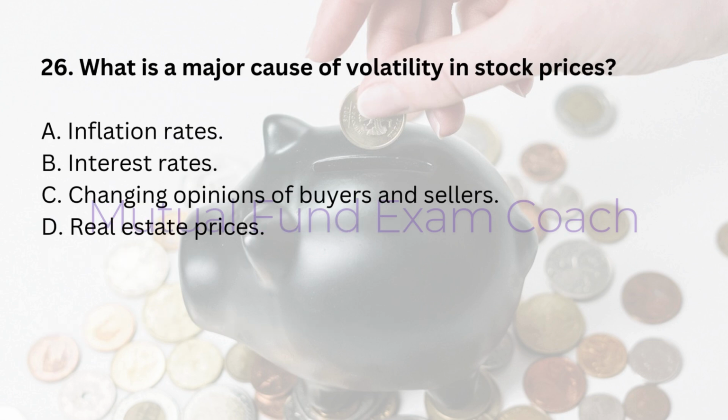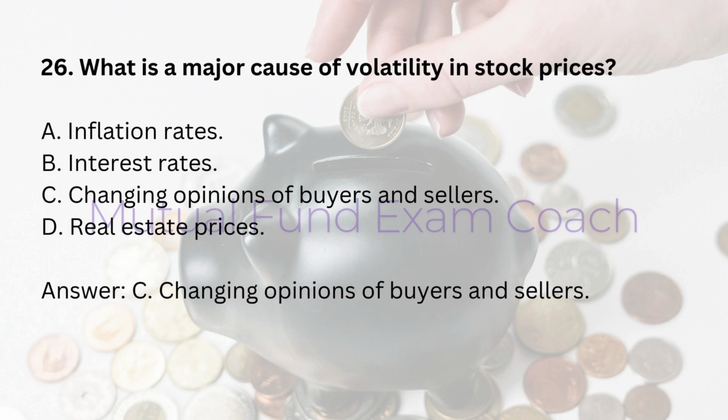26. What is a major cause of volatility in stock prices? A. Inflation rates. B. Interest rates. C. Changing opinions of buyers and sellers. D. Real estate prices. Answer: C. Changing opinions of buyers and sellers.